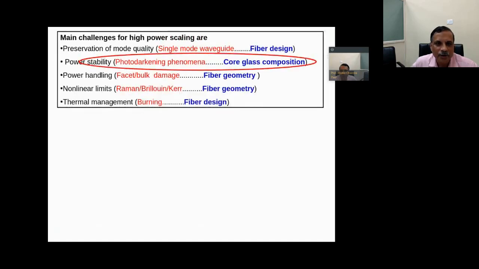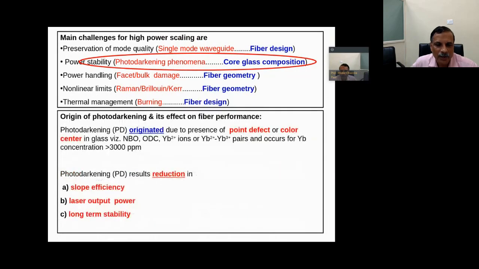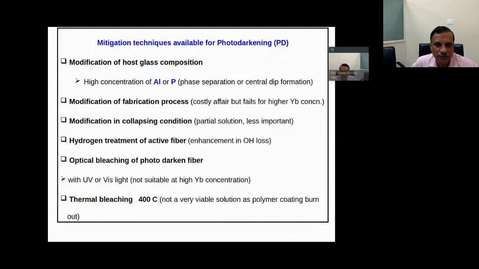Basically, the main challenge of high power optical amplifier and laser is the photodarkening phenomenon. How can we solve this photodarkening phenomenon? By choosing a suitable composition based optical material to reduce the conversion of ytterbium 3 to ytterbium 2, to improve the slope efficiency, laser output power and long-term stability. What we have done basically is aluminum and phosphorus fiber, and then we have reduced the enhancement of the OH loss and also studied the photodarkening phenomenon, UV visible spectra and thermal annealing.